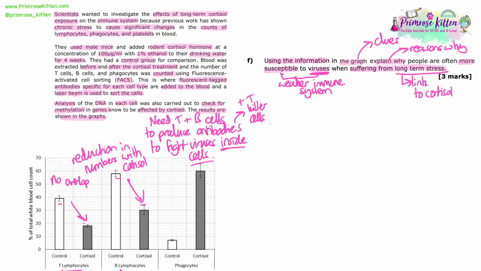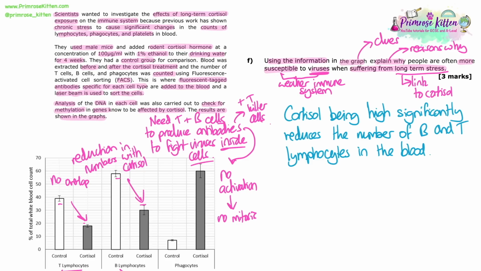So this is why having more phagocytes doesn't actually help us, because phagocytes aren't necessarily going to be able to destroy viruses because they'll be replicating inside affected cells. And we need antibodies really to actually fight a virus. It's going to be very difficult for your body to fight off a virus if you just have phagocytes working. So if there's no activation, there's no mitosis, there's no plasma cells being produced, that's what's going to cause this weaker immune system, because we're not going to be able to produce as many antibodies.